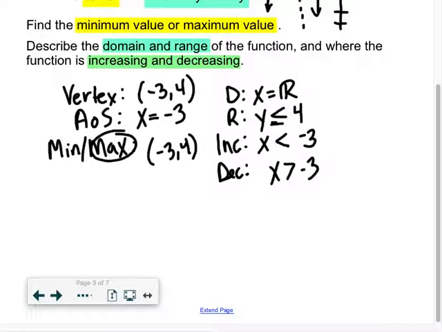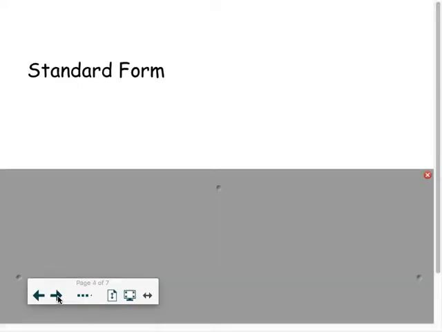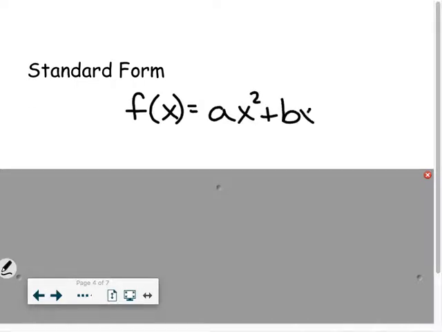Okay, now we're going to do all those same things with standard form, but it's going to be a little bit different, of course. So this should look familiar to you, standard form: f of x equals ax squared plus bx plus c. Besides x and y and a square, which all quadratics have, what's the only thing this has in common with vertex form?